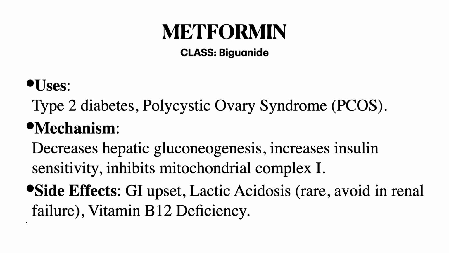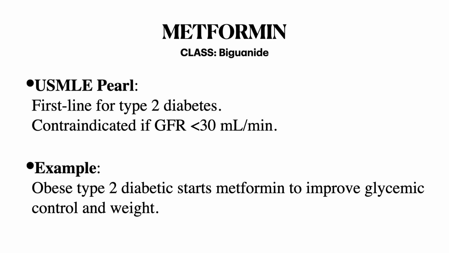These all are the mechanisms of action, and the side effects are GI upset, gastrointestinal upset, and lactic acidosis, which is rare, so we have to avoid it in renal failure, and vitamin B12 deficiency because of decreased absorption of this vitamin, right? So the USMLE pearl for this drug is that it is first line for type 2 diabetes, and it is contraindicated if glomerular filtration rate is less than 30 ml per minute. The example case of this drug is an obese type 2 diabetic who starts metformin to improve glycemic control and weight.